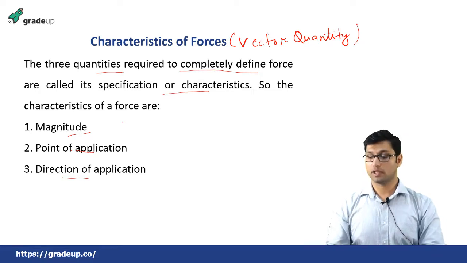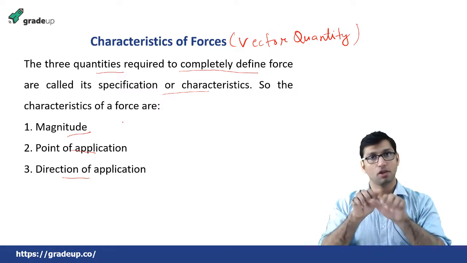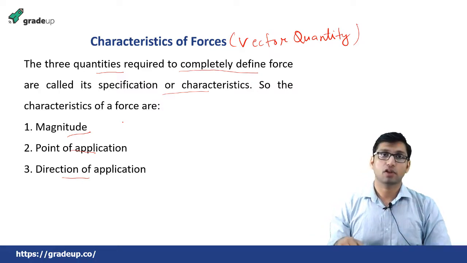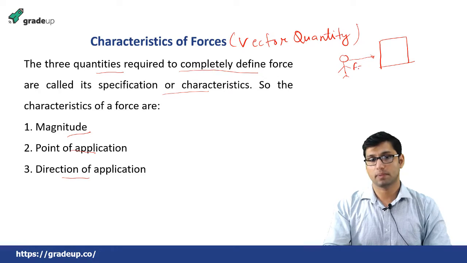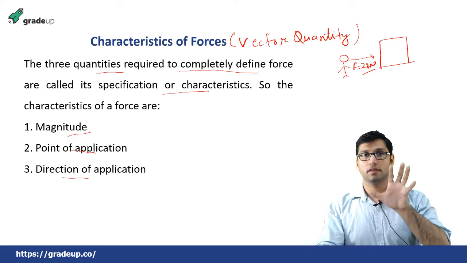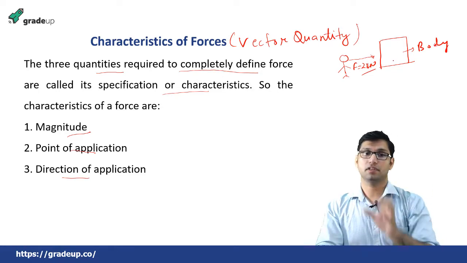How am I going to tell you this? Suppose that you are standing somewhere, and you are applying a force. Initially, the force that you apply to push an object, suppose this is a body and there is a person trying to apply force to this body, is 2 kilonewton. So with 2 kilonewton, the person is pushing the body.